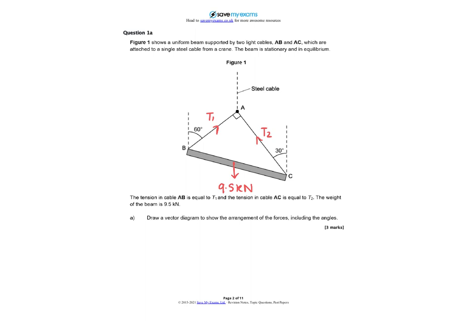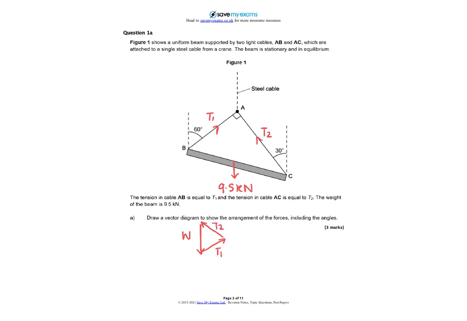Draw a vector diagram to show the arrangement of the forces. So when you draw your vector diagram, we're going to be adding the forces up in a vector addition. So the end of each arrow should then join onto the next one. We're going to start with the weight going down. Then we're going to have T1 going up like this. And finally T2 closes our triangle like this.